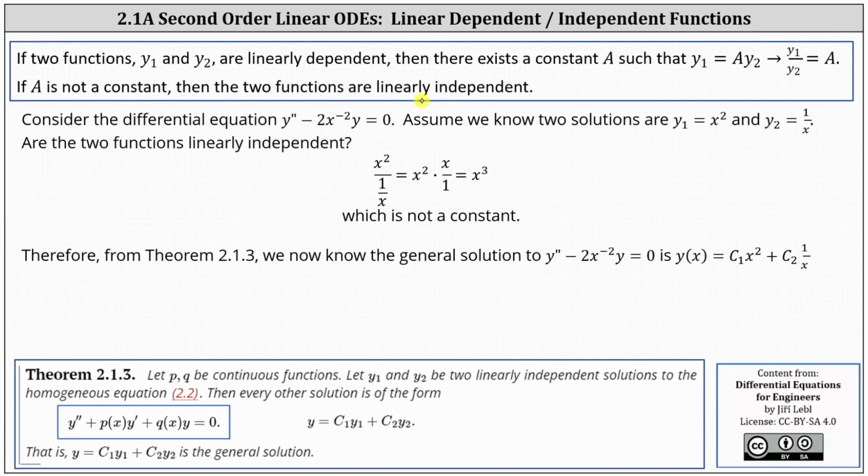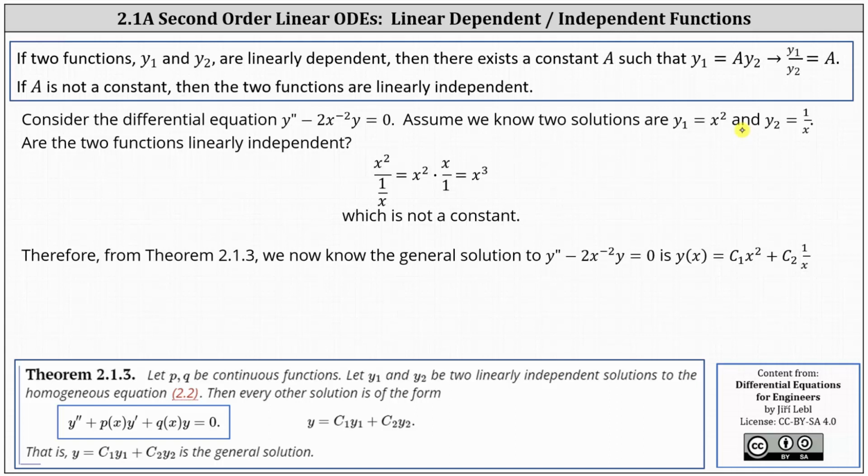As an example, let's consider the differential equation y double prime minus 2 x to the power of negative 2 y equals 0. Assume we know two solutions are y sub 1 equals x squared and y sub 2 equals 1 over x. Are the two functions linearly independent? If they are, then we can state the general solution.